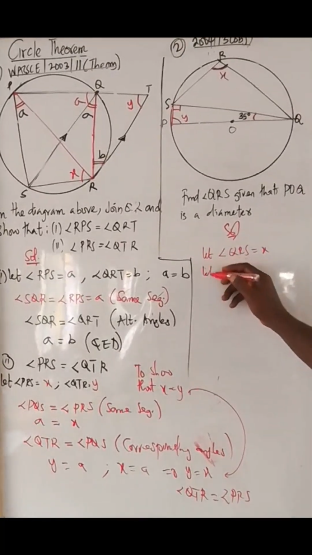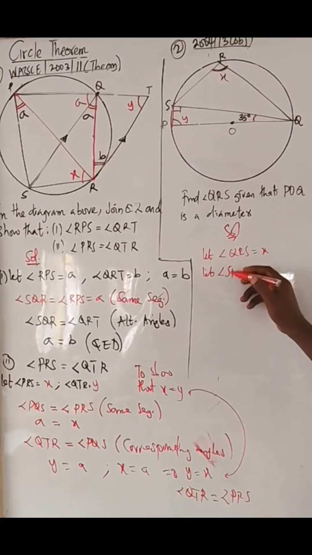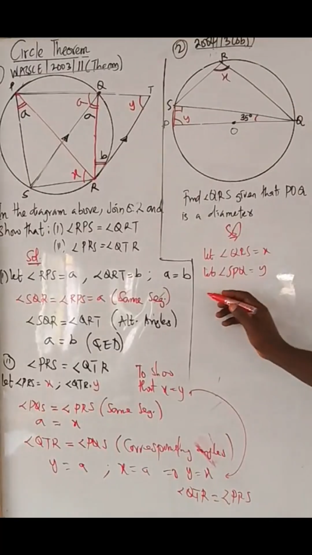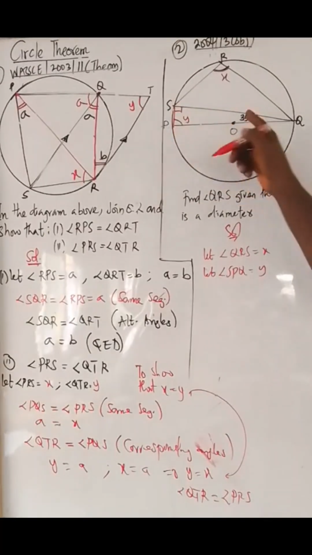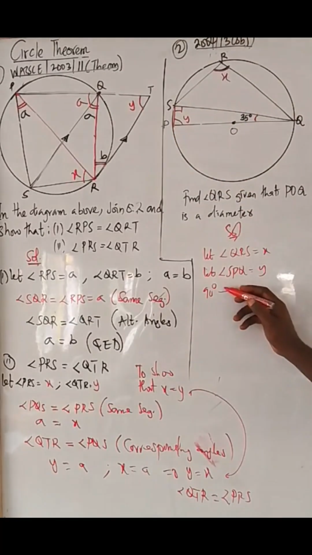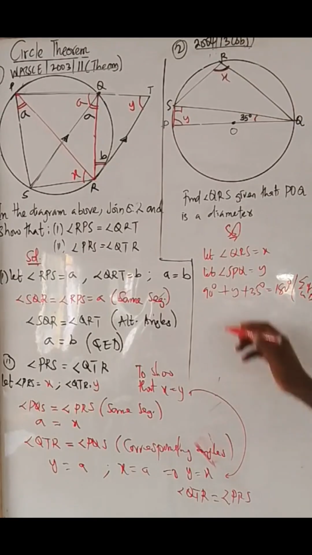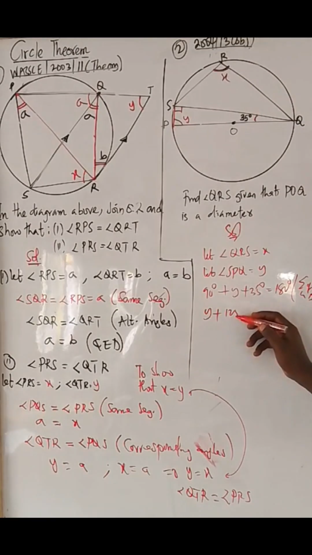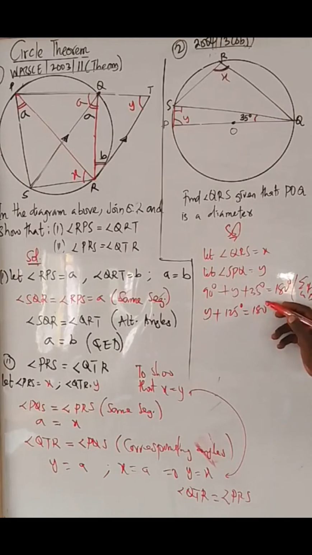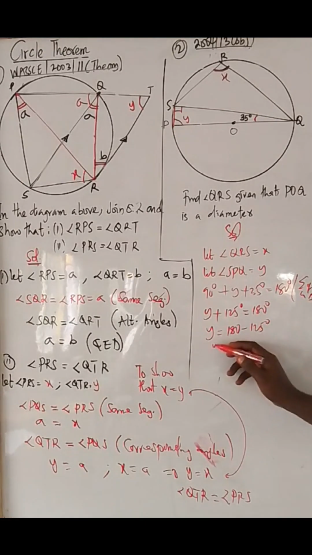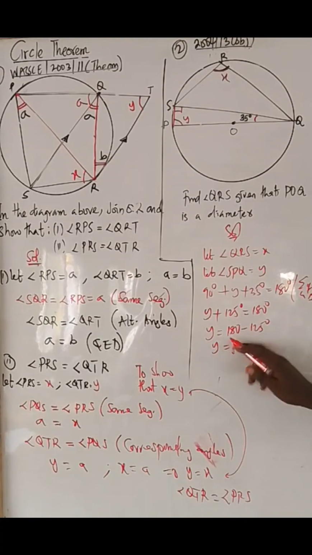So let angle SPQ be Y. From here, if we add this angle 90, Y and 35, 90 degrees plus Y plus 35, we must get what? 180, the sum of angles in a triangle. From here, Y plus 125 equals 180. So what is Y? 180 minus 125. So the value of Y is what?